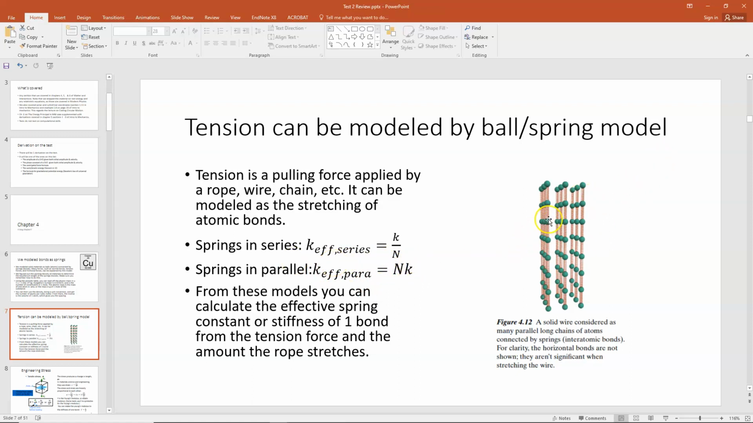So here, for example, you have 9 chains that are basically in parallel, and then each one of these chains has 1, 2, 3, 4, 5, 6, 7. So you can figure out the total from that. So you can calculate the effective spring constant or stiffness of one bond from the tension force and the amount that the rope stretches. So be sure to review those example problems in the notes.